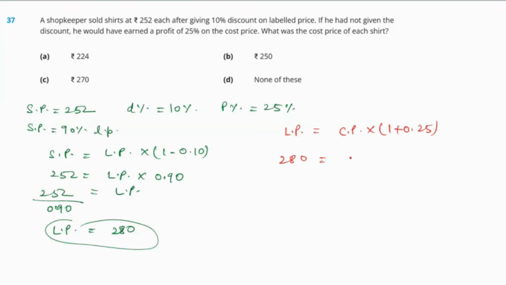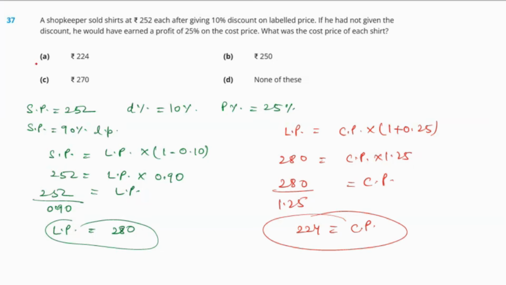So the label price is 280. So 280 is equal to CP times 1.25. So the CP we are going to take is 280 divided by 1.25. And when we solve it, we will be getting 224. The cost price needs to be what? 224 rupees.